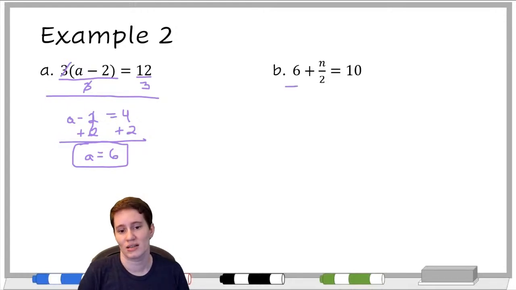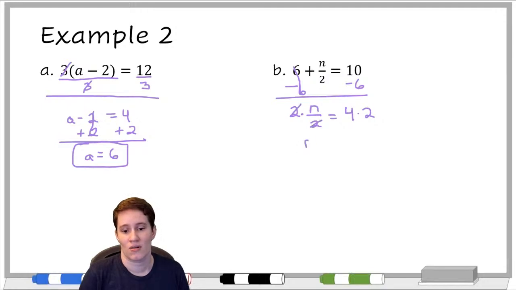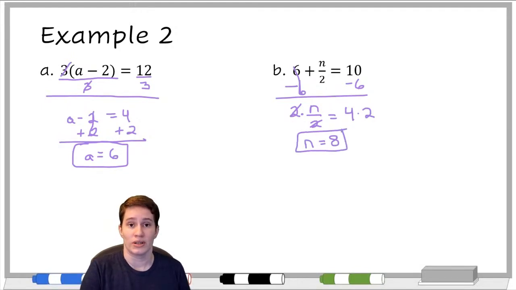So I would subtract this 6 because it's a positive 6. I'm not sure what happened with my subtraction sign there. Subtract 6, which gives us n divided by 2 equals 4. And then remember from the previous lesson how we fixed the fact that there was an over 2: we use multiplication, because this is just saying n divided by 2, so we need to multiply both sides of our equation by 2 so that it cancels out. And that gives us n equals 8. So that's our answer. Pretty cool.